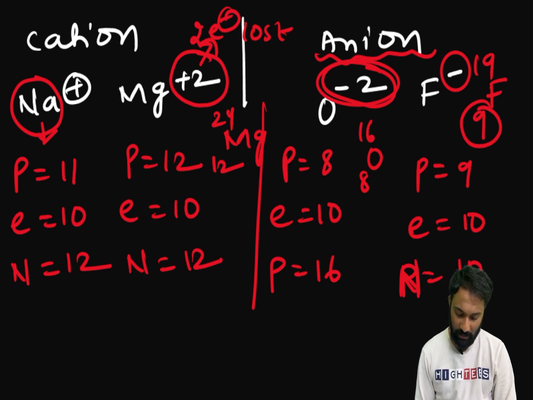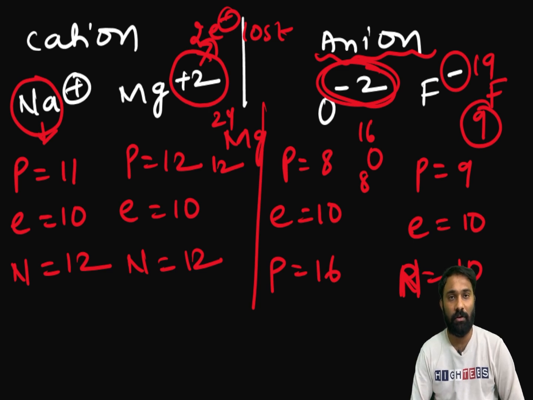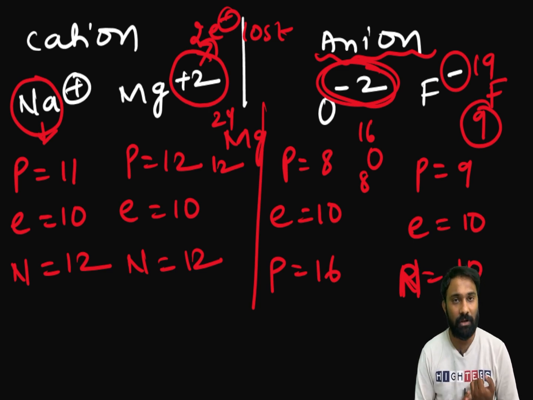Clear? Done. This is how to calculate the number of protons, neutrons and electrons in the atom if they have given the molecule, the cation, or the anion. In that manner we have to study. Clear? Next.